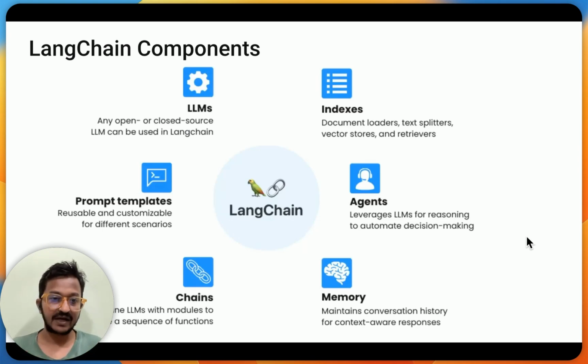LLMs, it's LLM agnostic. You can use open source or closed source LLMs. And indexes, it has document loaders. You can load documents, text, there are text filters, vector store integration and retrievers, and agents. And you can also leverage LLMs for reasoning to automate decision making and all those things. Basically agentic applications you can create, and there is a memory you can have, long term, short term memory, and all those things. And chains, the main concept of LangChain. You can combine LLMs with modules to execute a sequence of functions and to build autonomous agents and workflows.